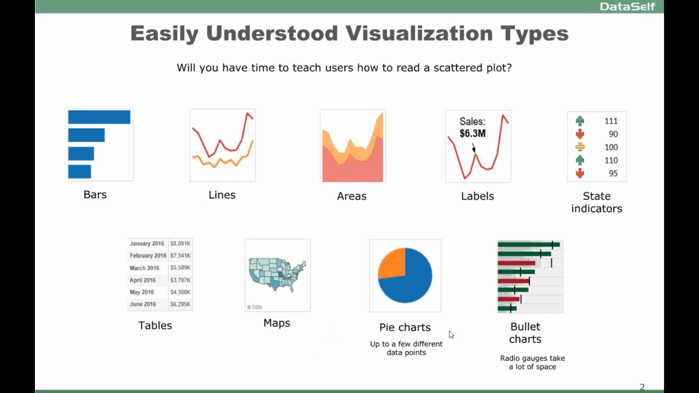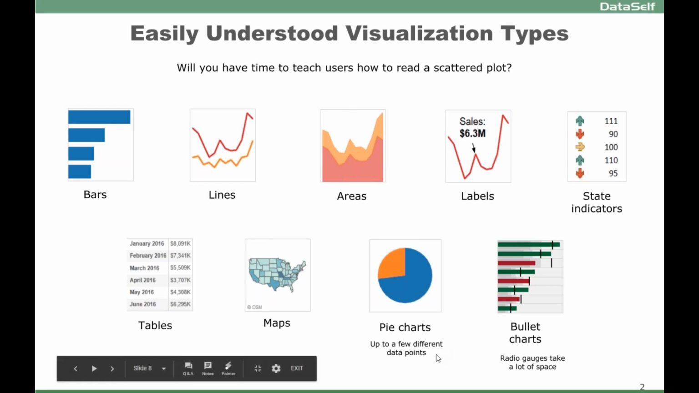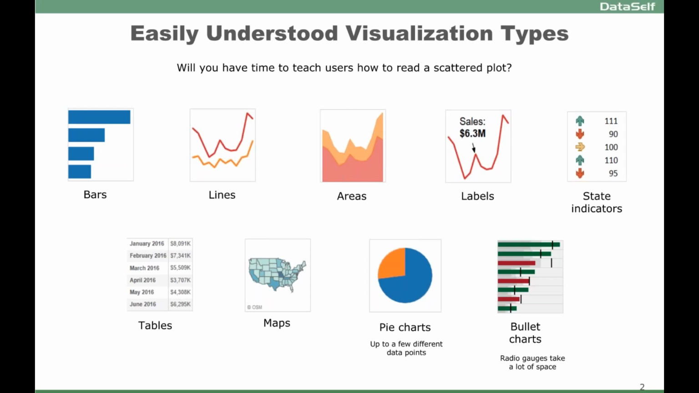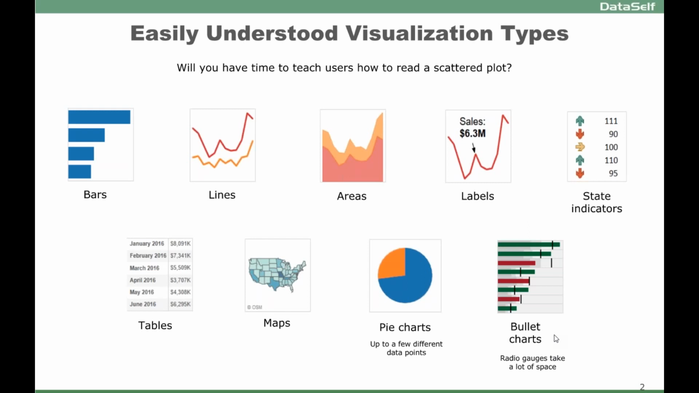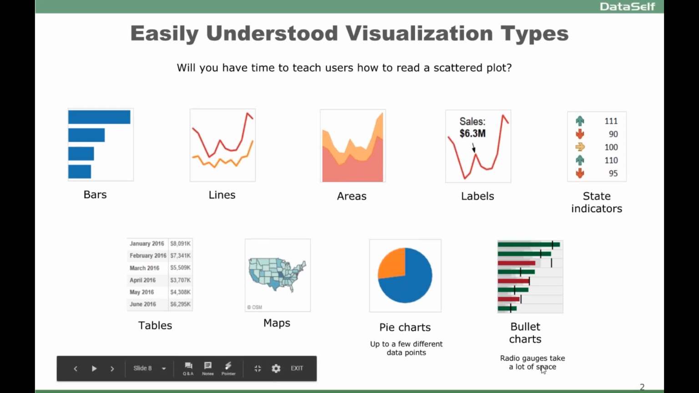Pie charts, many people say don't use them at all. People use pie charts, so if you're going to be using them, I'll talk a little bit about them throughout the presentation, but overall, if you have up to a few data points, they can be very helpful. If you have a lot of data points, often they become useless. Bullet charts, great representations to show things like budgets and actuals. Radial gauges are not very good because they take too much space. So these are some of the easily understood visualization types.